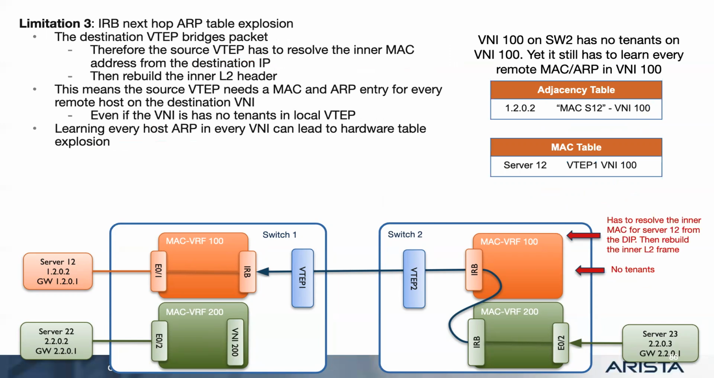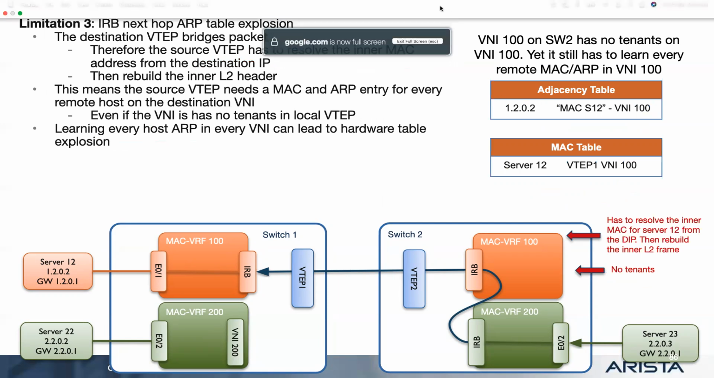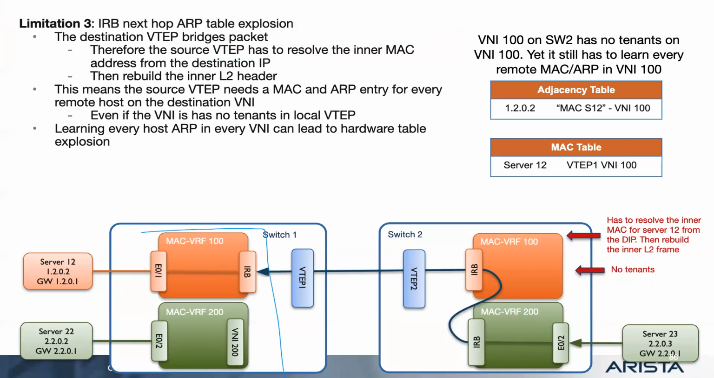Okay, so the same is true for ARP as well. If you see here, this VTEP, you want to send a packet from this host to this host. Basically, you need to learn the ARP entry of the destination host, which is server 23. So ARP you have to learn.